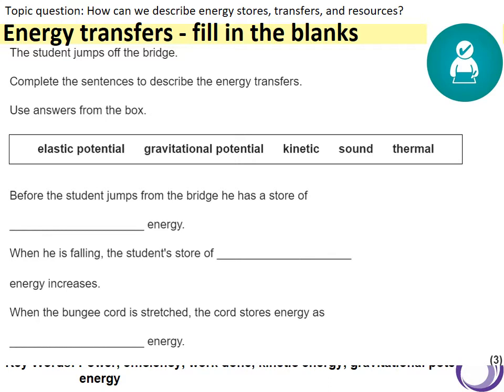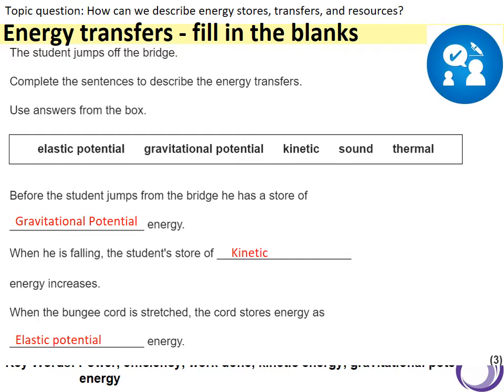So think about at the top, when they're on the bridge, they're at a height above the ground, so what type of energy would that be? As they are falling, that is them moving, so what type of energy would that be? And then when the bungee cord is stretched, what type of energy would be in a stretched bungee cord? So thinking about the stretchiness of it and what that might link to.